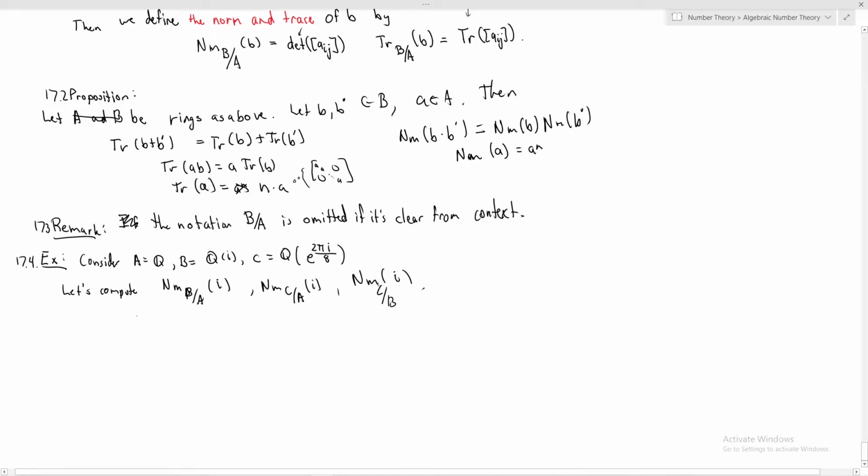Okay. So, first, the norm from B to A of i. Well, okay, so the first thing that we're supposed to do is figure out a basis for B over A. Well, B has basis 1, i. Okay. This extension here is of degree 2. This extension here is of degree 2.